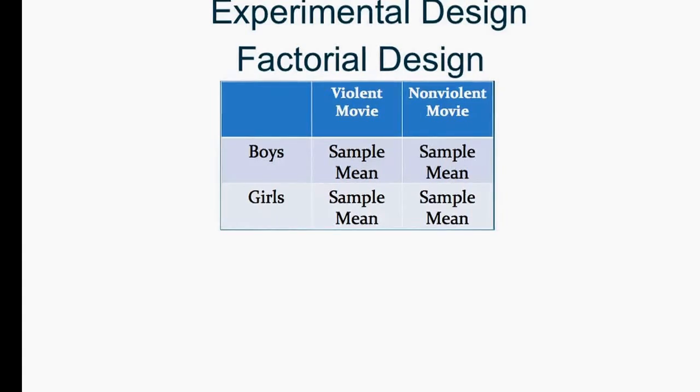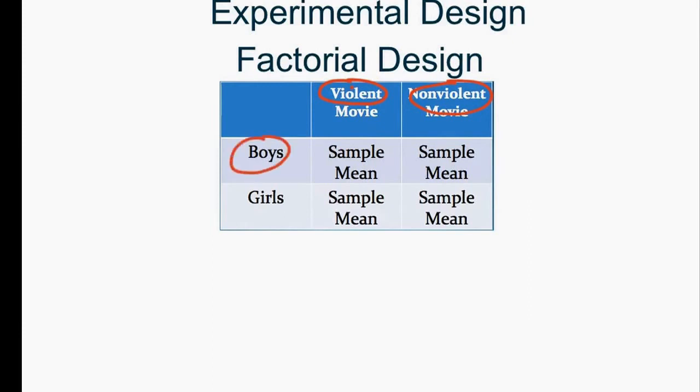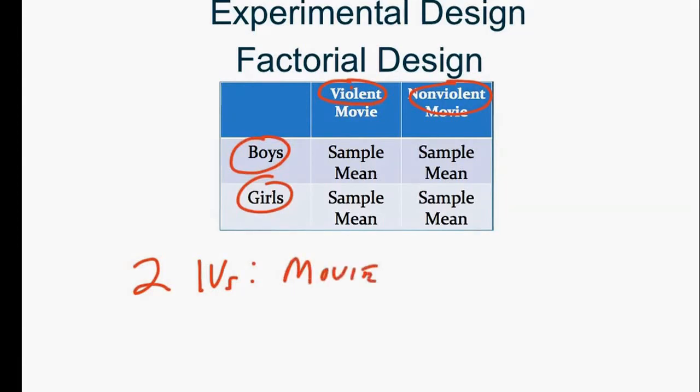And so I've got a little diagram up here. Suppose I'm still interested in comparing the amount of violence in a movie, but also I want to see if there's a difference between boys and girls in how they respond to violent and non-violent movies. So in this case, I have 2 IVs, right? We have movie violence as 1 IV, and that has 2 levels in this example, violent and non-violent. And then we also have gender.